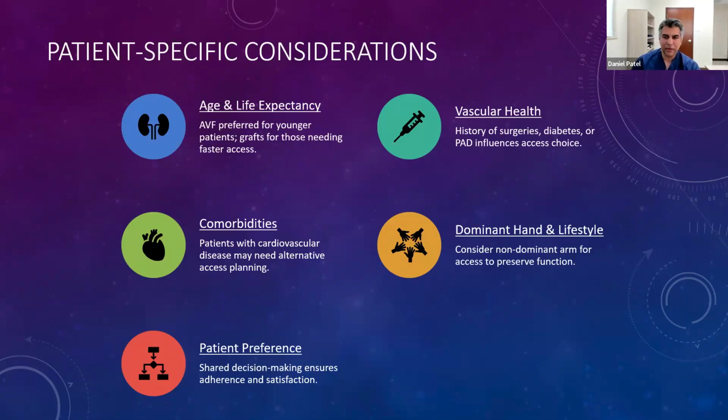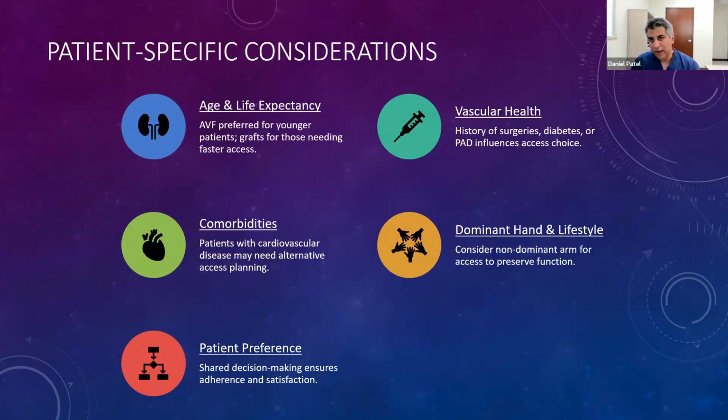If they're right-handed and they play the guitar, I really don't want to use an access on that right side. Try to do the other side as much as we can. Patient preference: trying to ask them and have them engaged in the conversation. For those who are capable of making some of the decisions, it's always helpful to work with the patients and give them expectations. When we're making a fistula, we don't say it's 100% guaranteed it's going to work.